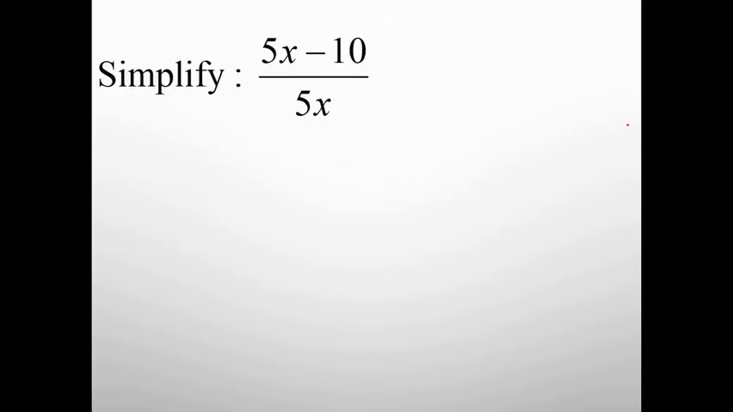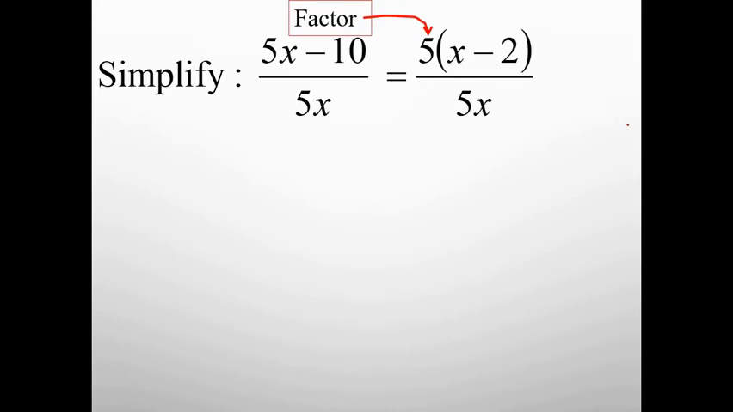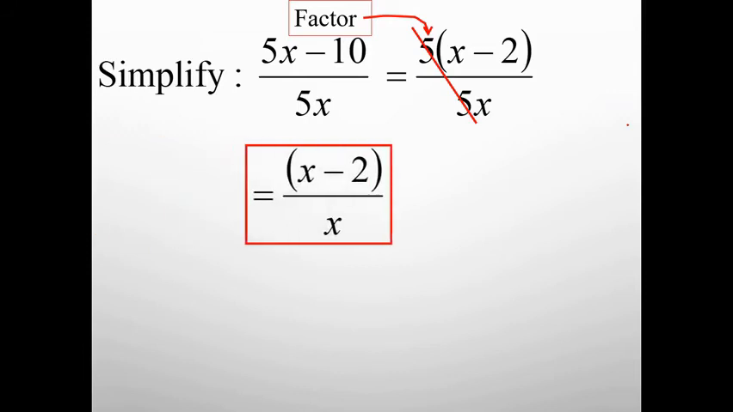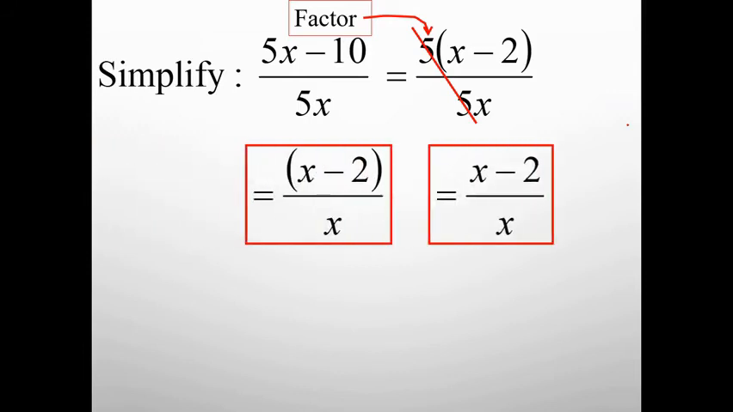All right, let's look at this. We're going to simplify 5x minus 10 divided by 5x. What would we do in order to find our way to our answer? That's right, we're going to factor, and we can factor out a 5 from the 5x minus 10 for 5 times x minus 2 divided by 5x. Notice how the 5's cancel, and we're left with x minus 2 over x.